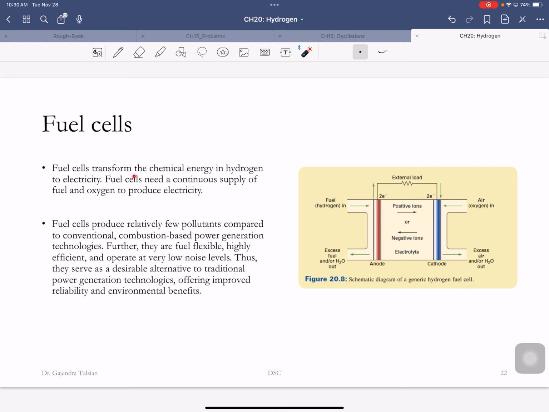Okay, so fuel cells transform the chemical energy in hydrogen to electricity. Fuel cells need a continuous supply of fuel and oxygen, so they need a continuous supply of hydrogen and oxygen. Apparently, people use hydrogen in forklifts and stuff like that. I don't know if anybody's worked in a big storage place. Okay. So fuel cells produce relatively few pollutants compared to conventional combustion-based power generation.